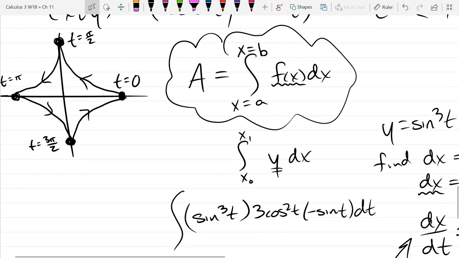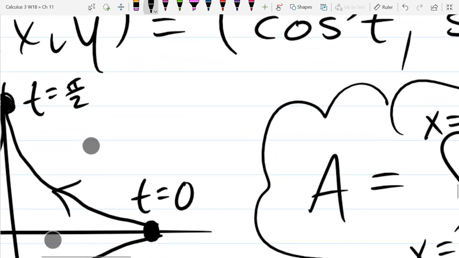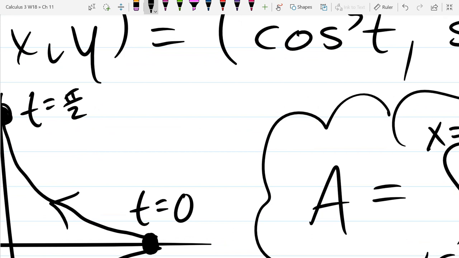One more detail about this area here. This measures the area between f and the x-axis. That's an important thing to remember. So it's going to measure the area between the function and the x-axis. So if we go 0 to pi over 2 for our t values, it'll measure the area between the curve and the x-axis. So if I go 0 to pi over 2, I will get that area right there.